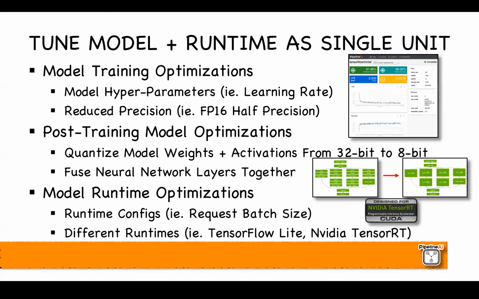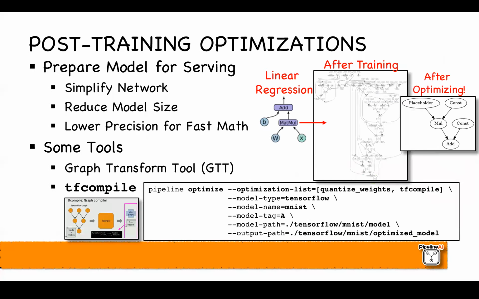When you have millions of parameters, if you can shave off half the size of these variables that you're learning, this could be the difference between being able to deploy on a small device and not being able to deploy. 5 minutes, okay. So you could do things like fusing neural networks together, change the batch size, change the runtime.